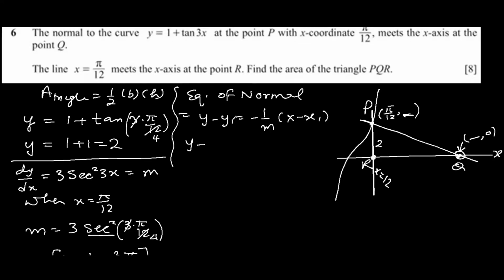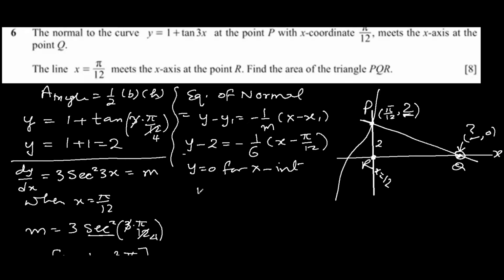y minus y1. What is y1? We know it now. At P, y is 2. That's what we found out. So y minus 2 equals minus 1 over m, which is known now as 6, times (x minus the x coordinate, pi by 12). Now we are not interested in the equation of the normal. We are interested in the x coordinate of this point Q, where y is 0. So just put y equal to 0 for the x-intercept. Q is the x-intercept, right? So let's put 0 here and we'll get the x coordinate of this one.